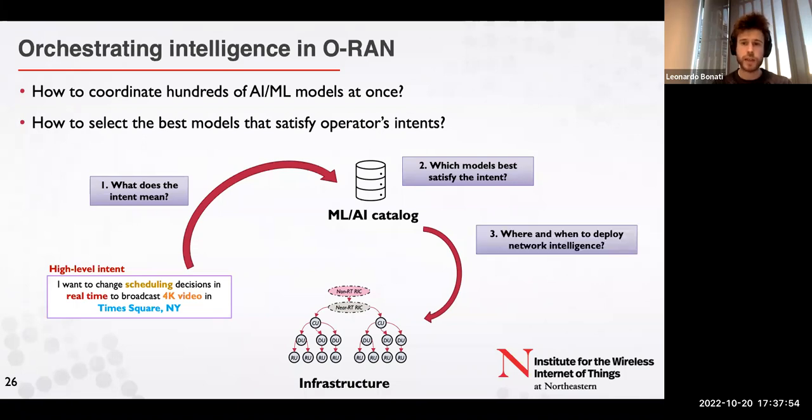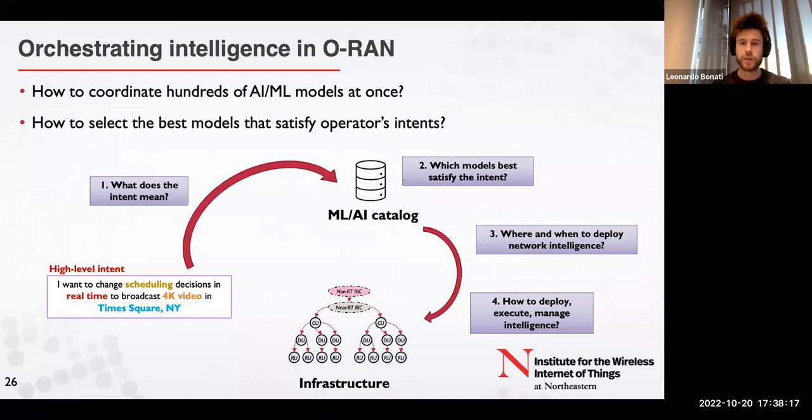After we do this, we need to understand in which point of the network and when to deploy the network intelligence. So where and when to deploy our machine learning model that will carry out the goal of the network operator that was expressed at a high level through a simple human-like language.